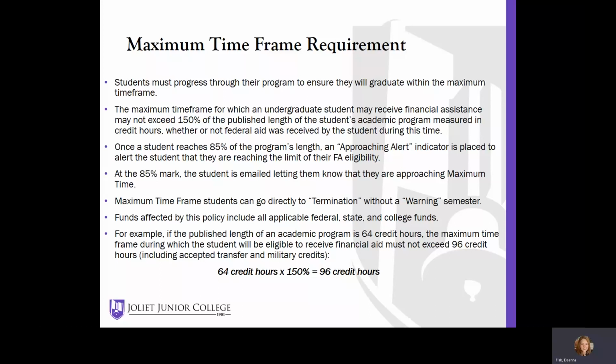The third and final SAP component is maximum time frame. Students must progress through their program to ensure that they will graduate within the maximum time frame allowed. You must complete your program of study within 150% of the minimum number of credit hours required to complete the program. You can view the maximum allowed attempted credit hours for your program on Financial Aid Self-Service. Avoid taking classes that are not required for your program and aim to complete your program before you reach the max to maintain your financial aid eligibility.